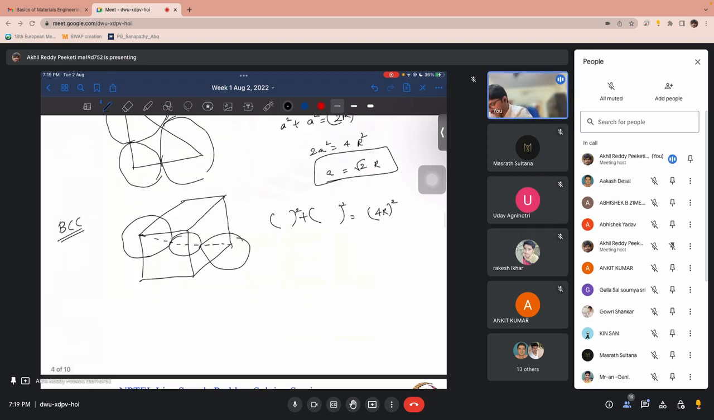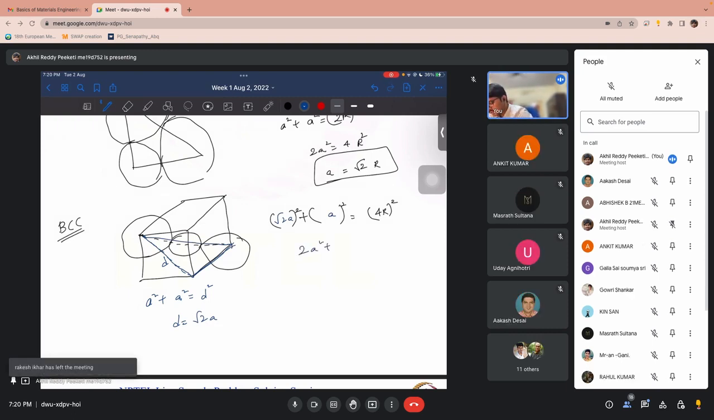So you can think of it like this. First, you can get this face diagonal, which is A square plus A square equal to some diagonal, let's say d square, d is equal to root 2 a. And once you have this diagonal and the side a, 2a square plus a square is equal to 16R square. So 3a square is 16R square.